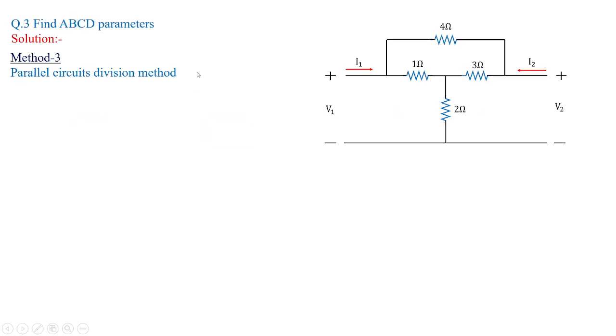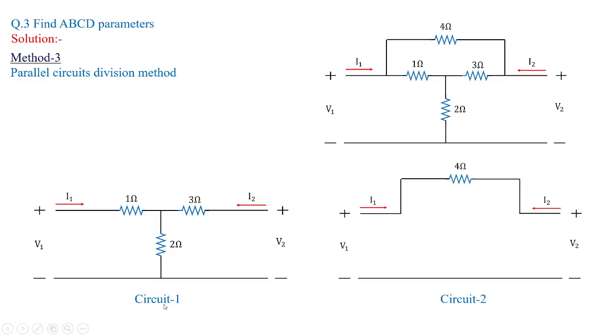Now let us go with the calculation of ABCD parameters. So method 3, I am treating this method as parallel circuit division method. What we have to do, we have to take this circuit and we have to divide it into two halves. So you can see I can take circuit 1 and circuit 2 like this. That is nothing but a T network and a network with 4 ohms on the both sides open circuit. So circuit 1 and circuit 2 are framed.